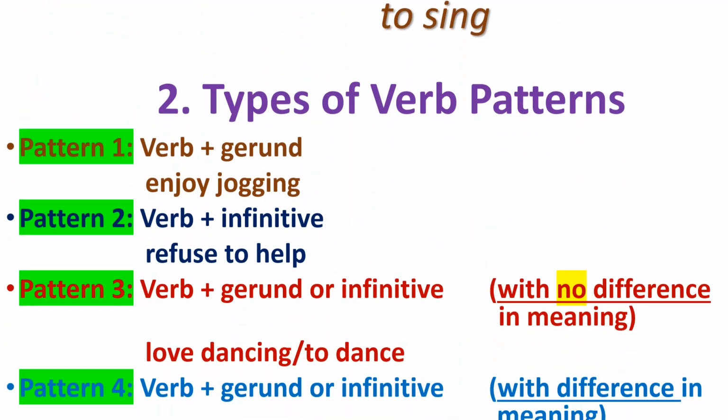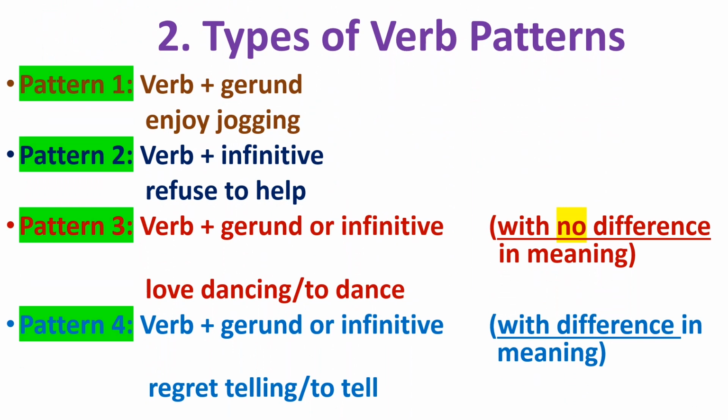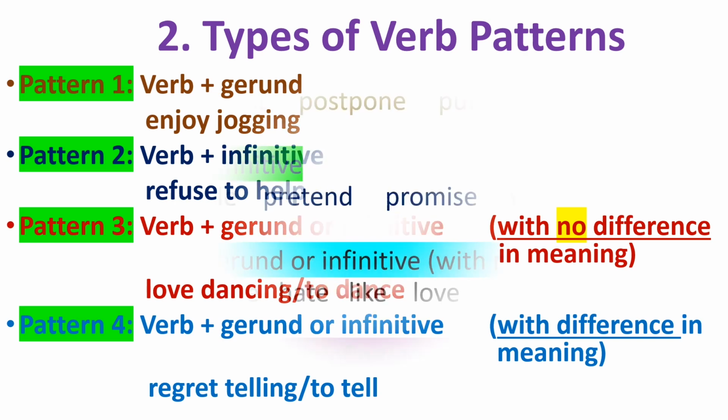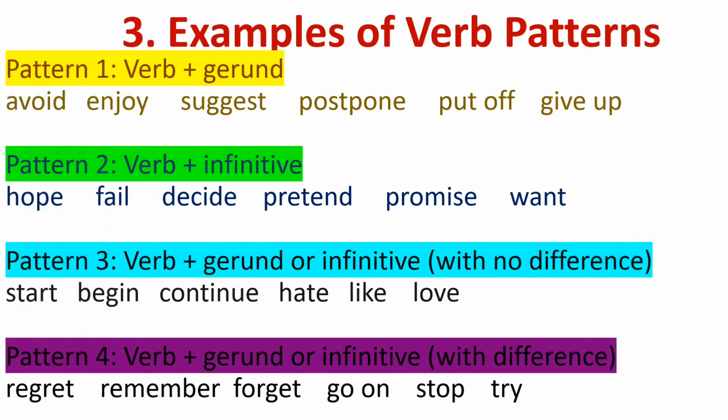Types of verb patterns. We have pattern 1, verb plus gerund, like enjoy jogging. Pattern 2, verb plus infinitive, refuse to help. Pattern 3, verb plus gerund or infinitive, and here there's no difference in meaning. And pattern 4, verb plus gerund or infinitive, but there is a difference in meaning, so you have to be careful.